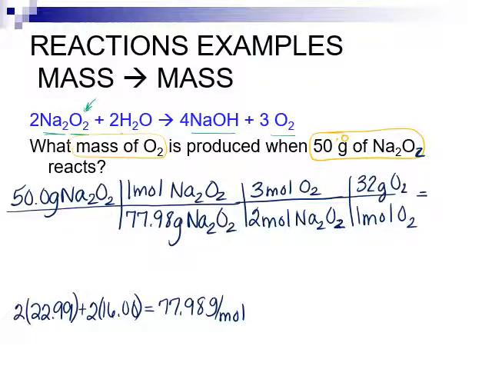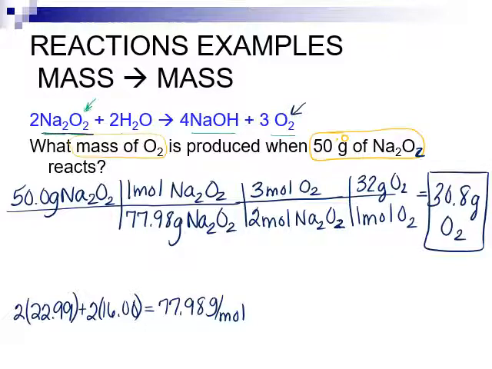So let's do some math. That comes out to be 30.8 grams of oxygen. Peroxides are known as oxygen generators. We can get oxygen, capture oxygen cleanly if we react a peroxide.